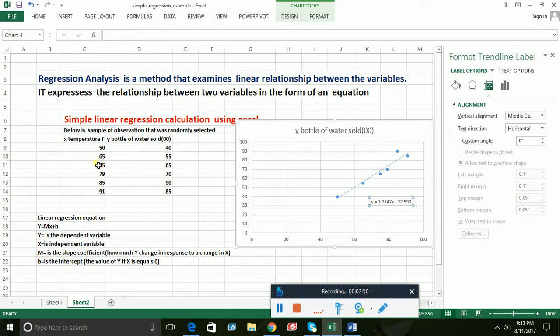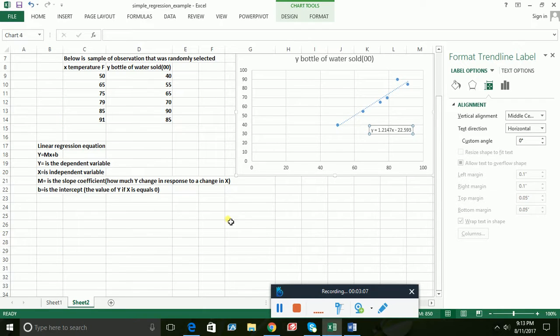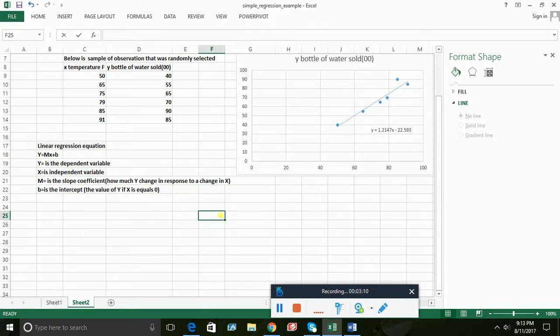So let's say the temperature is 80 here. How many bottles do you sell? This is within these numbers. So let's say the temperature is 80. Using this, x is 80, and m, we had m is 1.2147.